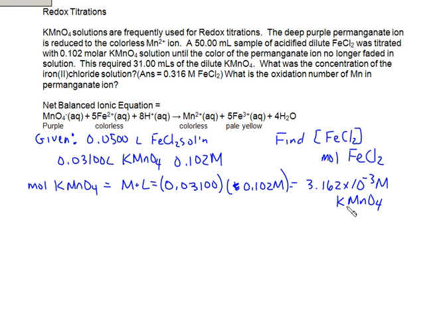Now we have the moles of the potassium permanganate, and we should be able to find the moles of the iron chloride and then get to the molarity. So let's go ahead and do this. We have 3.162 times 10 to the negative third moles of the potassium permanganate.